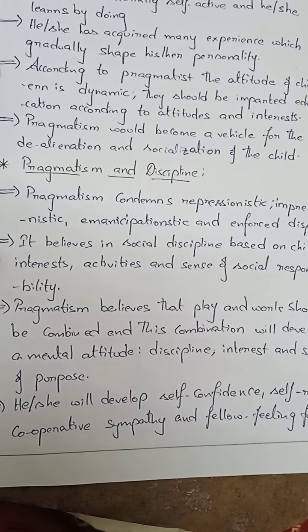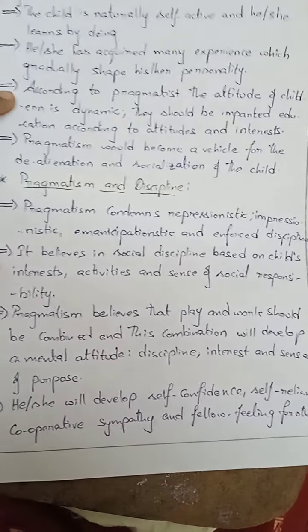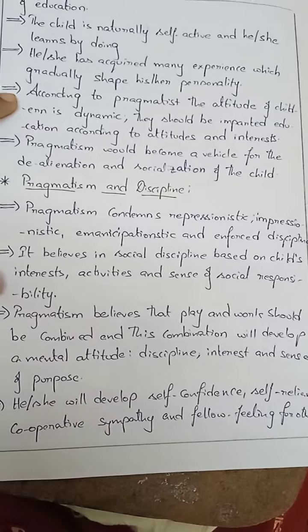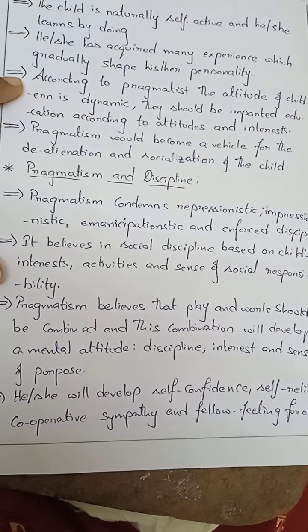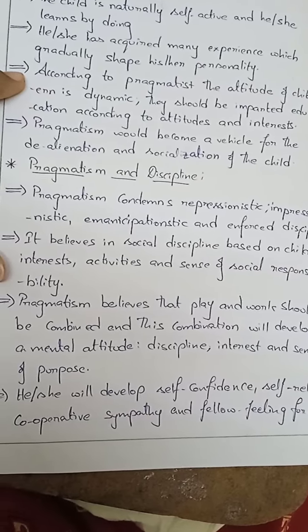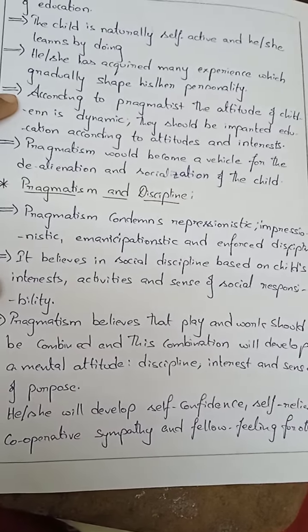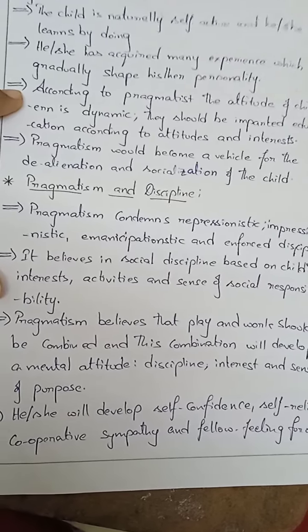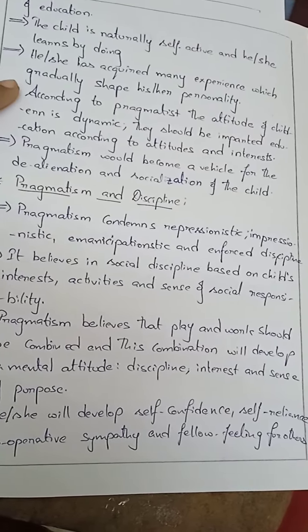Now we will see pragmatism and discipline. Pragmatism condemns repressive, impositional, and enforced discipline. It believes in social discipline based on the children's interests, activities, and sense of social responsibility. Pragmatism believes that play and work should be combined, and this combination will develop mental attitude, discipline, interest, and sense of purpose. The child will develop self-confidence, self-realization, cooperative sympathy, and fellow feeling for others.